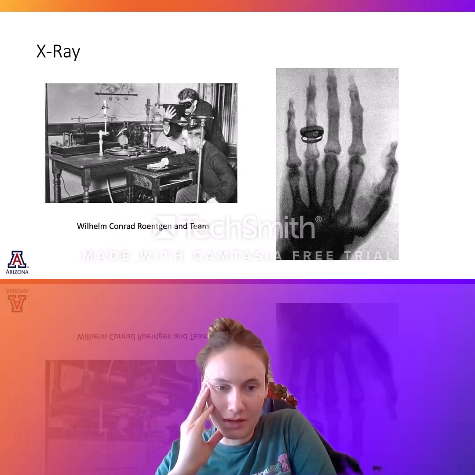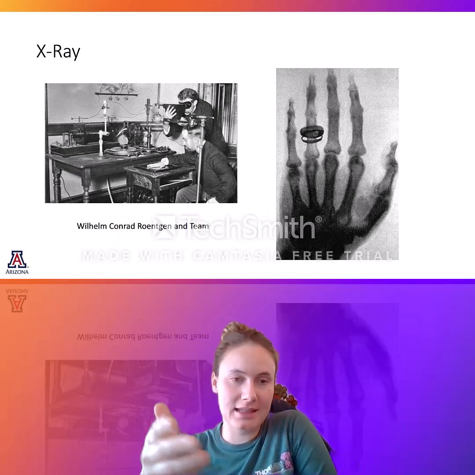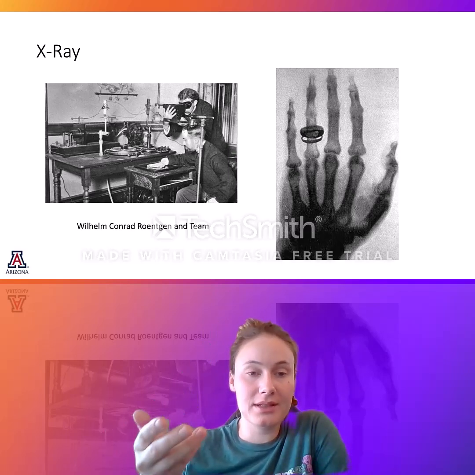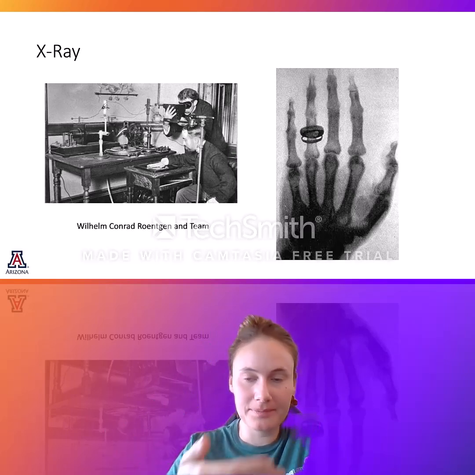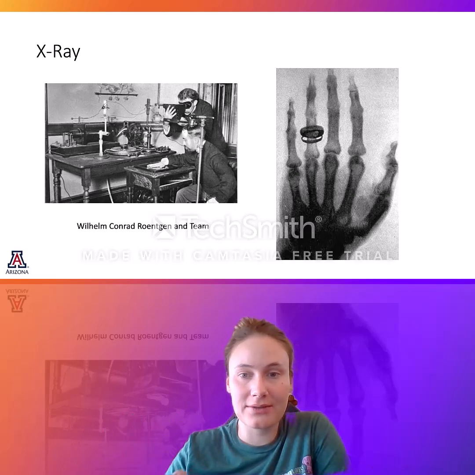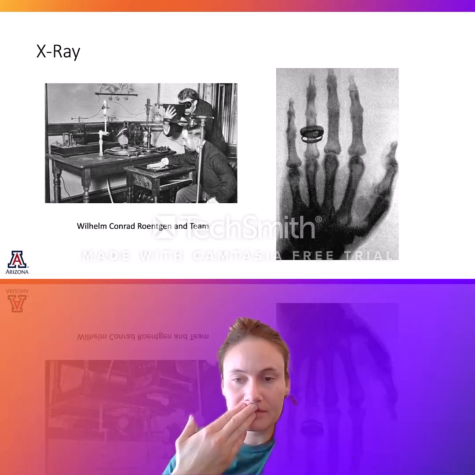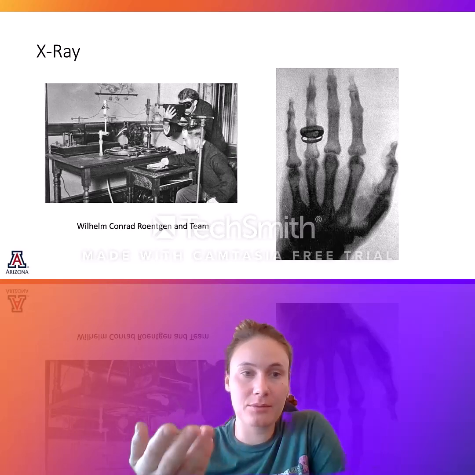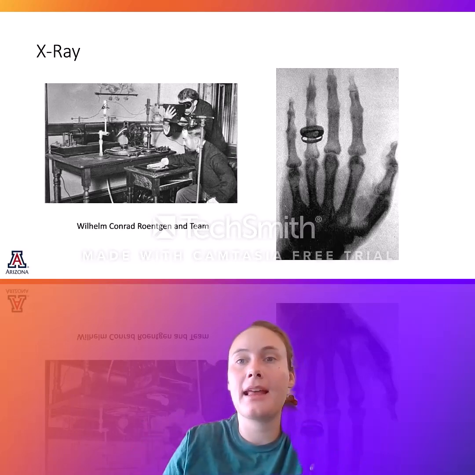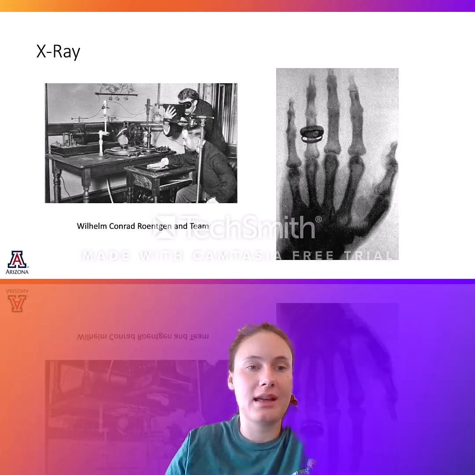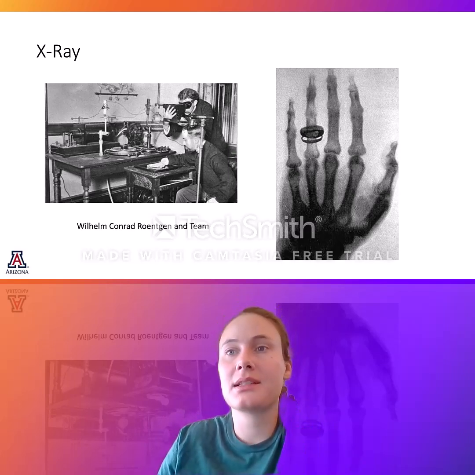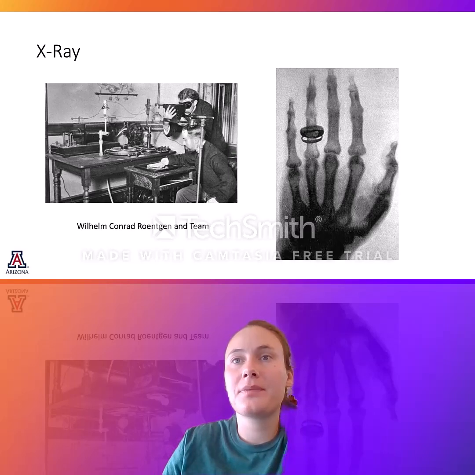So 1896, we have the X-ray. Wilhelm Conrad Röntgen and his team developed the X-ray. You can see him sitting at a table with it here. And the first image is of his hand with a ring on it. So this, at the time, was extremely revolutionary. And it actually used one of the first and simplest stochastic processes, which is simply relating input to output.